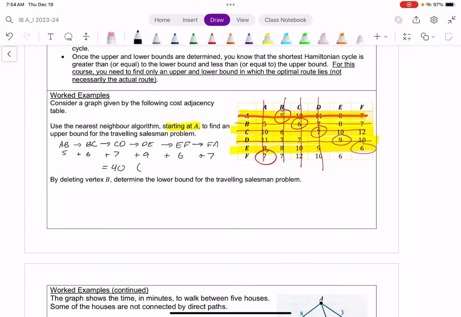So we call that the upper bound, which means we know not what the optimal path here is. We don't know the optimal value of that path, but we know it can't be more than 40. It's less than or equal to 40. And now we want to do a different algorithm to find the lower bound. And then we can see the range of what this most optimal path might be.